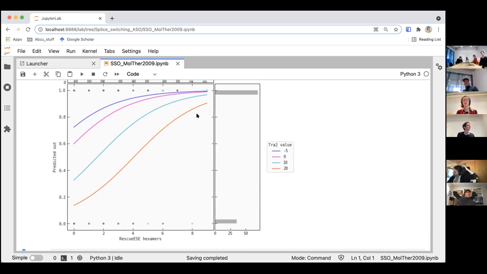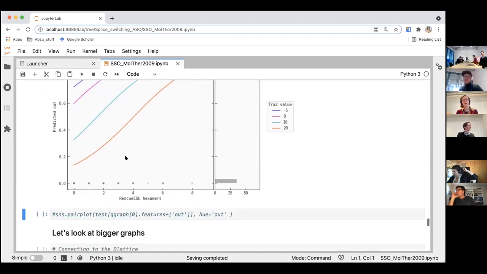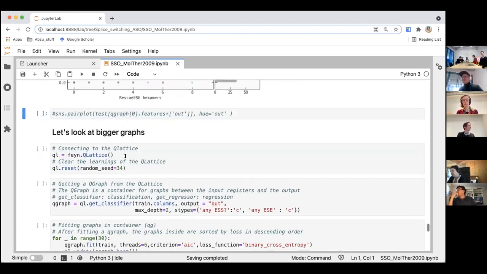And that's exactly what they also write in the paper, that the hexamers are important, and they are actually surprised about the inverse correlation of the TRA2 value with effectiveness. So the higher the TRA2 value, the less effective the compounds. So this was a simple graph.